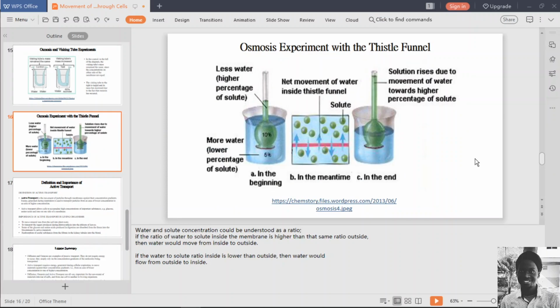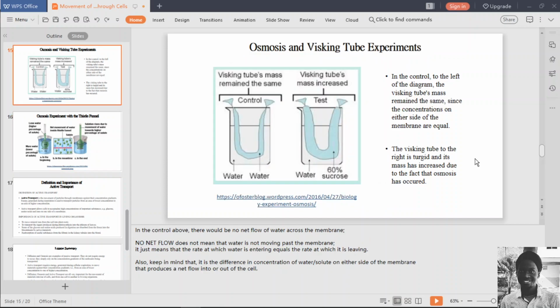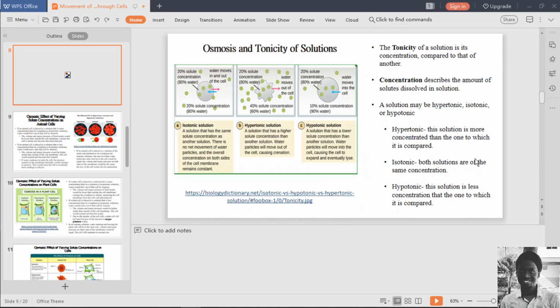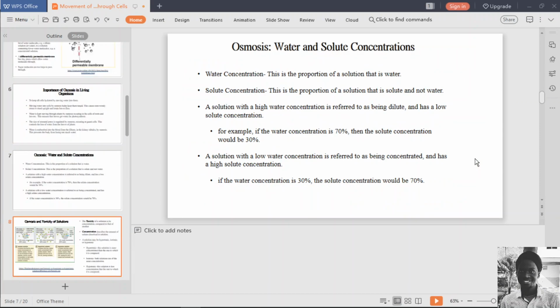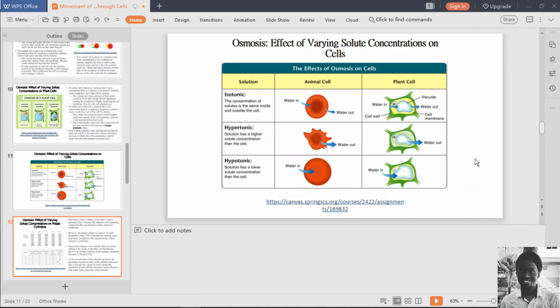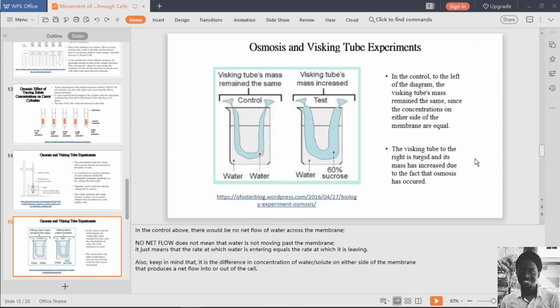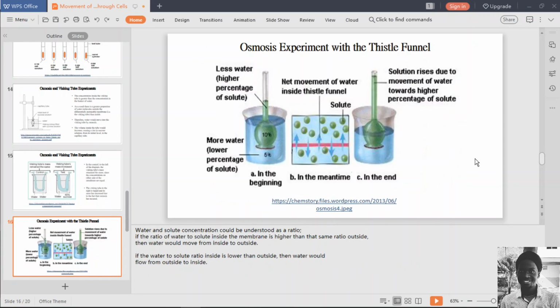Right, so osmosis, you have to give it a lot of time, right? Notice I have dedicated 12 slides to osmosis, right from slide 5 to slide 12. 12 slides for osmosis.